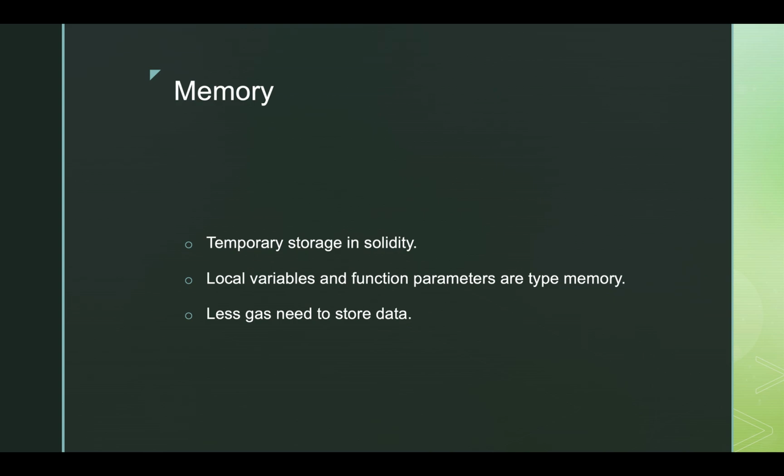The variables which come under this memory level are called local variables and the function parameters. The function parameters are implicitly termed as memory, which means the data which you pass into a function will not persist after the function ends.